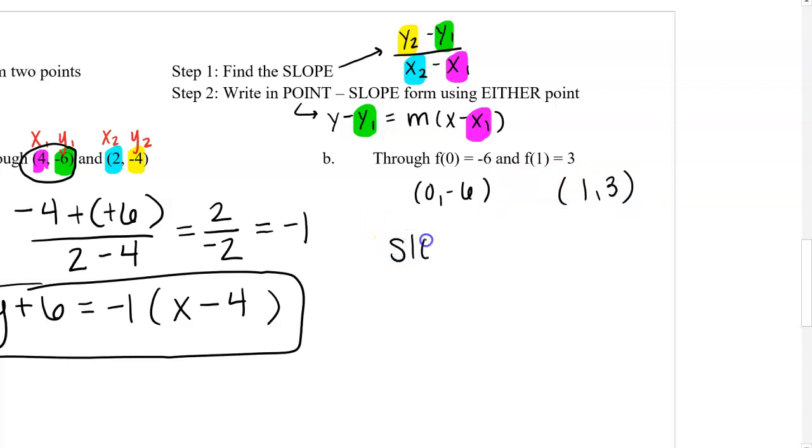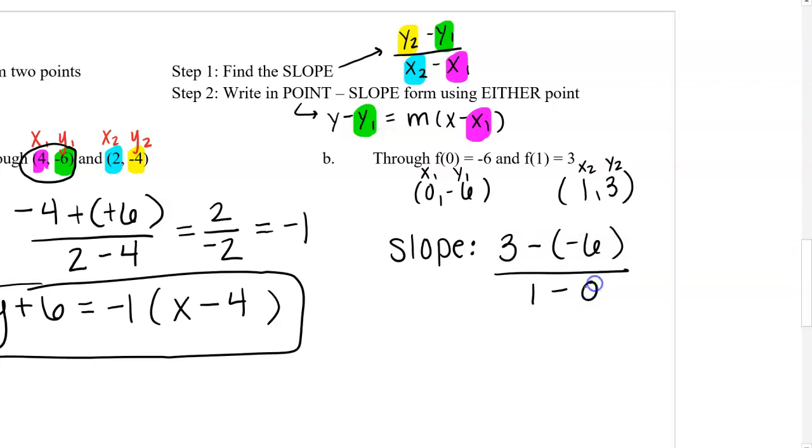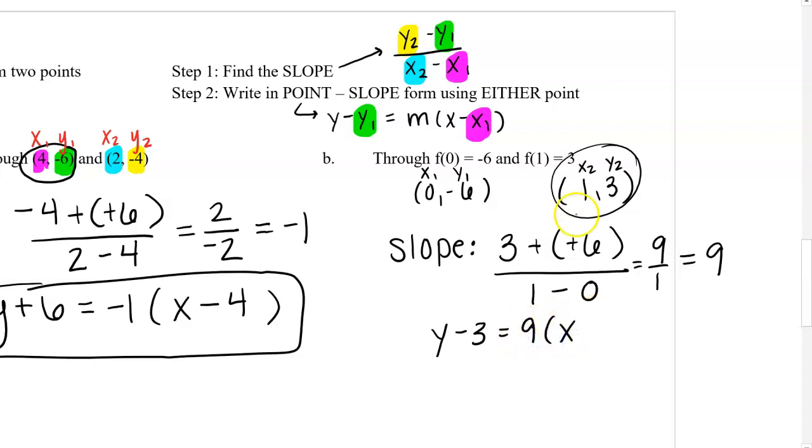You're going to start by finding the slope. If I label x1, y1, and x sub 2, y sub 2, my slope formula, y2 minus y1 over x2 minus x1 gives me plus a positive here, so 9 over 1. My slope is 9, and I can choose either point. Let's say I choose this point. My point slope form would be y, change the sign on the y value, 9 parentheses x, and then change the sign on the x value.